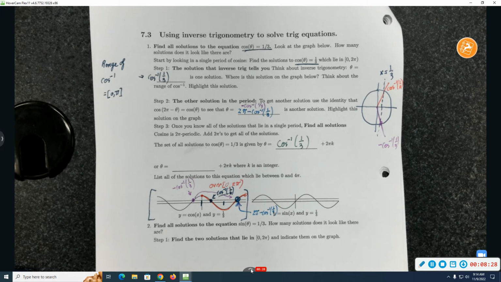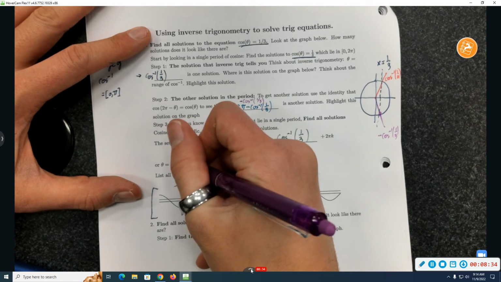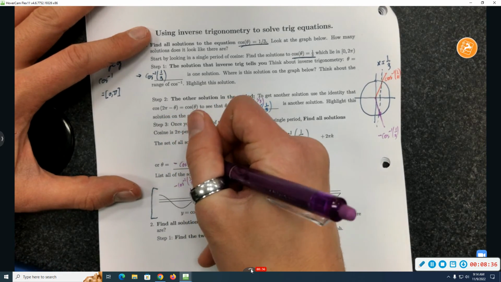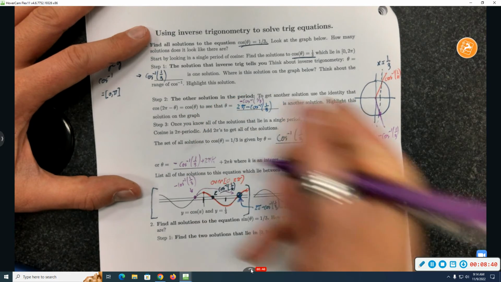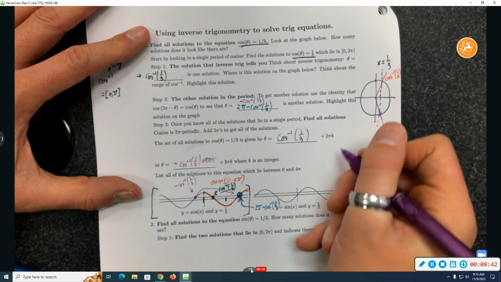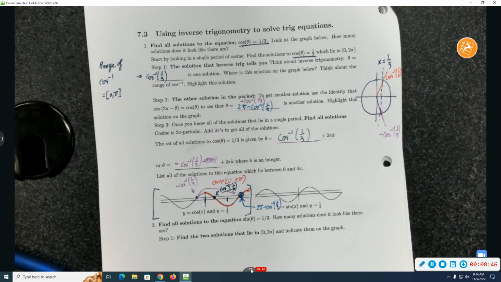To get the other one, I guess the purple one is the one we started with, so let's use that one. Or negative cosine inverse of 1/3, again, plus 2 pi k. Oh, the 2 pi k's are already written. Does that feel pretty okay?